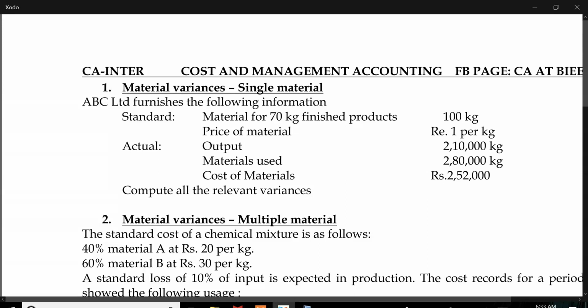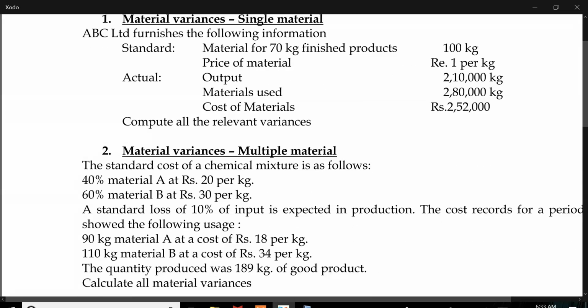Now let's start writing. Question number 1. Point number 8, no special adjustment. Next point, standard quantity equals actual output into input by output.